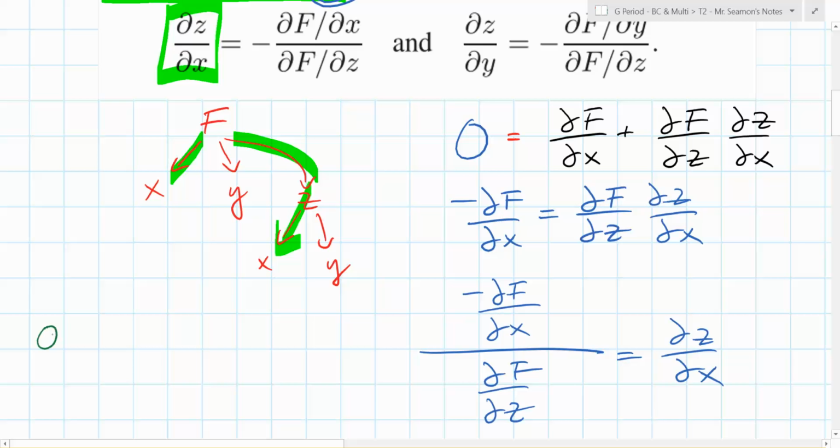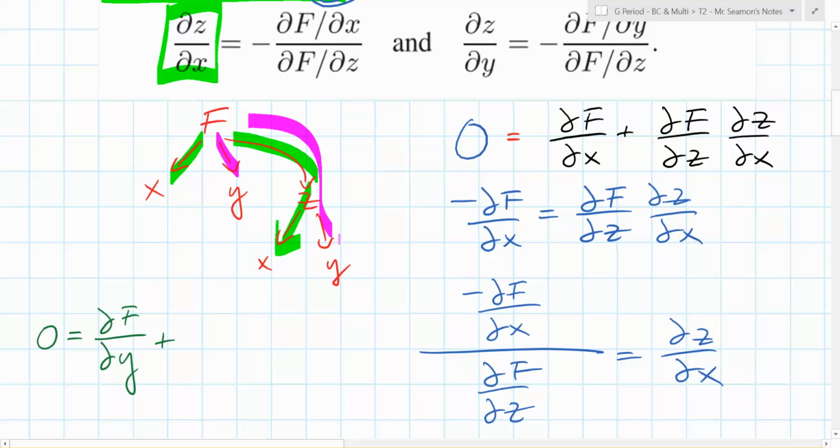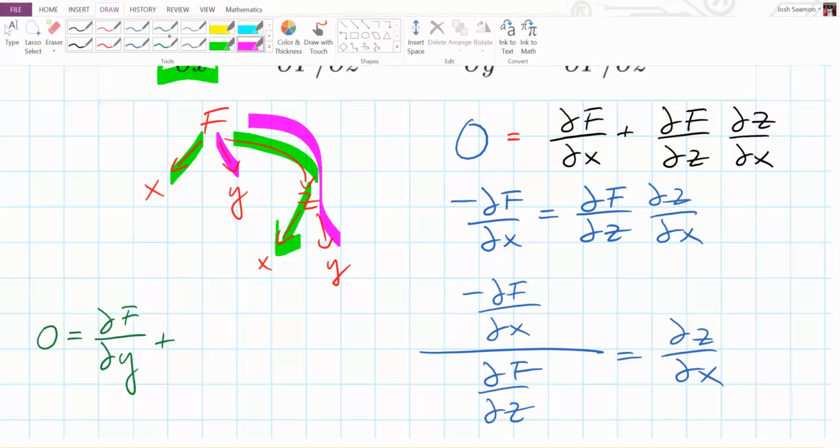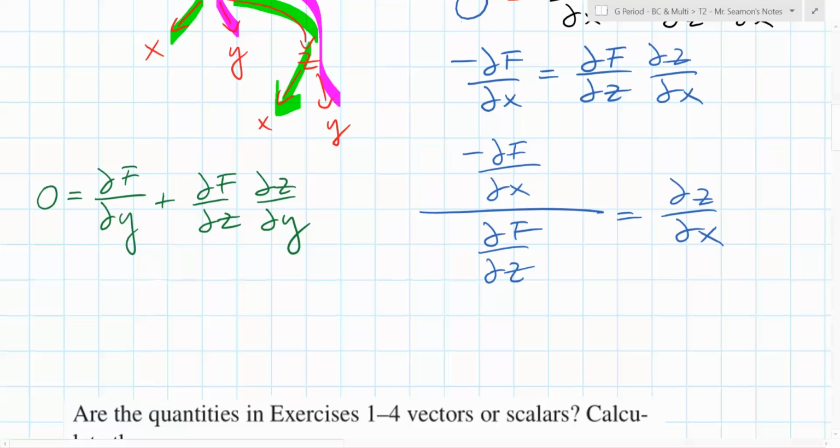If you do the same exact thing with y, what do you end up with? You end up with 0 equals what? Partial f with respect to partial y, thank you, plus, well, I'll just do the paths here. So the paths now are purple and purple. Plus what? Partial f, partial z, partial what? Partial y. So does that isolate nicely? Yeah, it does.